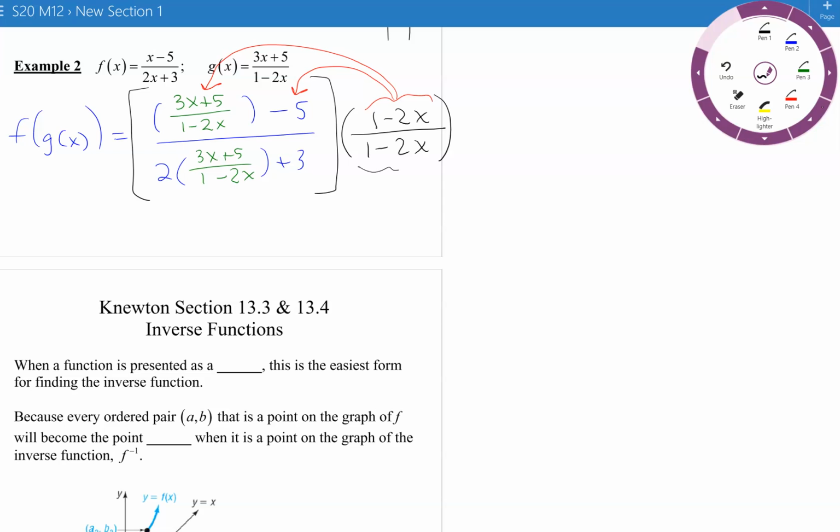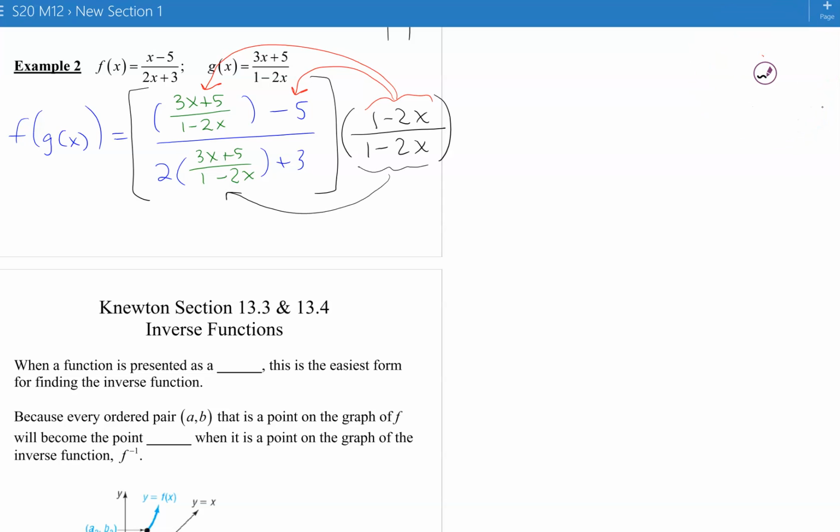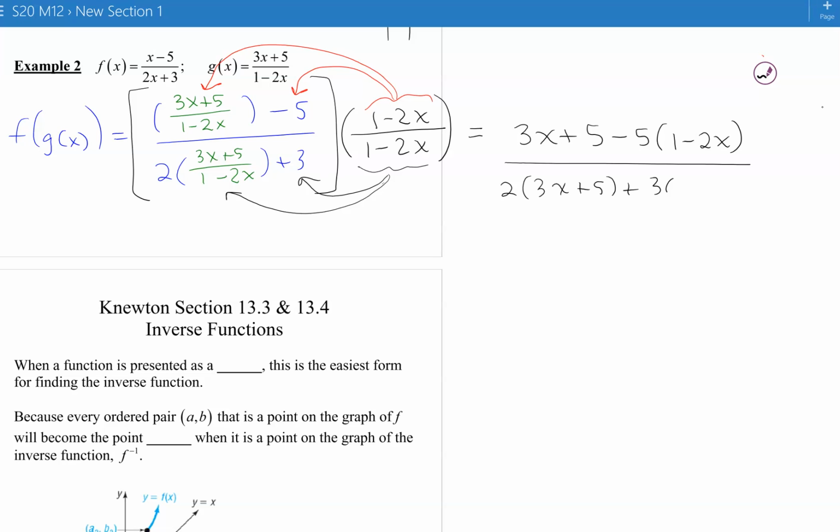And then the 1 minus 2x in the denominator, distribute to the first term and the second term. So when I distribute the 1 minus 2x in the numerator, I'm going to cancel with that first denominator and get 3x plus 5. And then I'm going to have minus 5 times 1 minus 2x over, again, the denominator will cancel when I do the first distribute. Then I'll have plus 3 times 1 minus 2x.